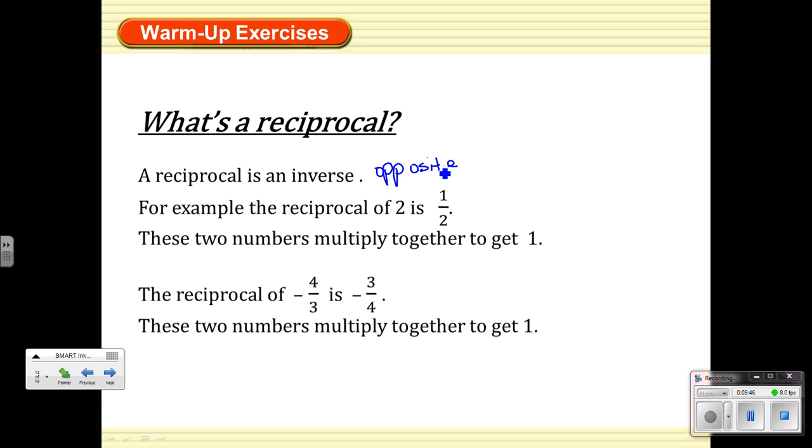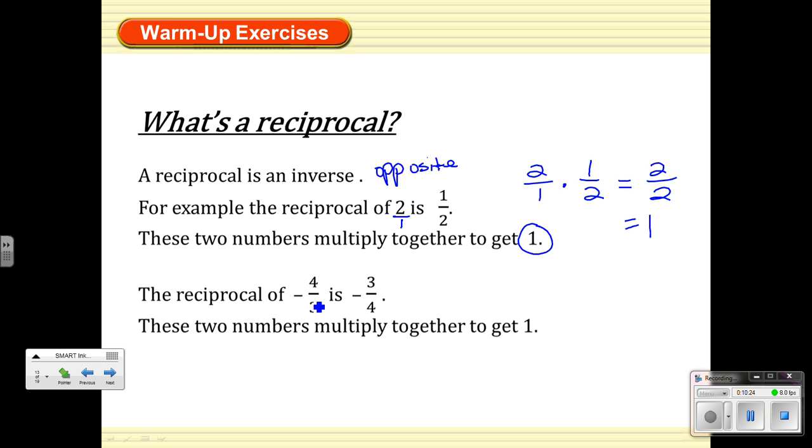And an inverse is the number that will make another number multiply with it to get 1. So for example, the reciprocal of 2 is 1/2. So basically you take your numerator and your denominator and you flip them over. And you want to get a positive 1. So 2 over 1 times 1 over 2. Again, just multiply straight across. 2 times 1 is 2. 1 times 2 is 2. And 2 over 2 is 1. So a reciprocal is two numbers that multiply together to get a positive 1.